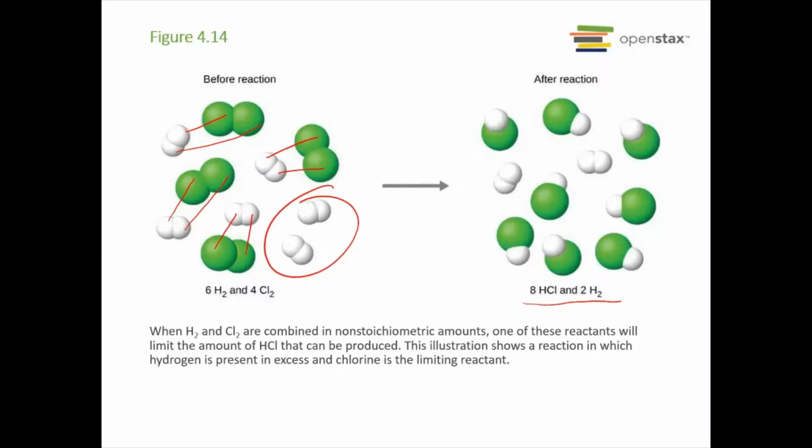So now these hydrogen molecules here don't have anyone to bond to. They're in excess. Okay, so one thing I've noticed over the years is people get confused. They think the one that makes the bigger amount is the one that you want. It is not. The limiting reactant is the one that makes the least amount of product. That is the limiting reactant. That is the one that determines the most product you can make.